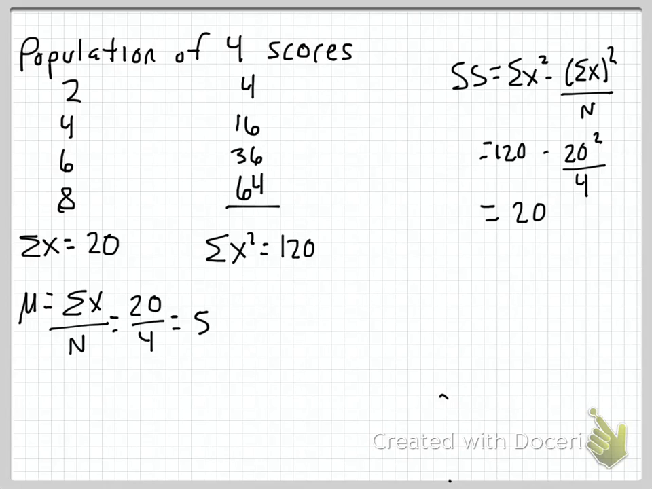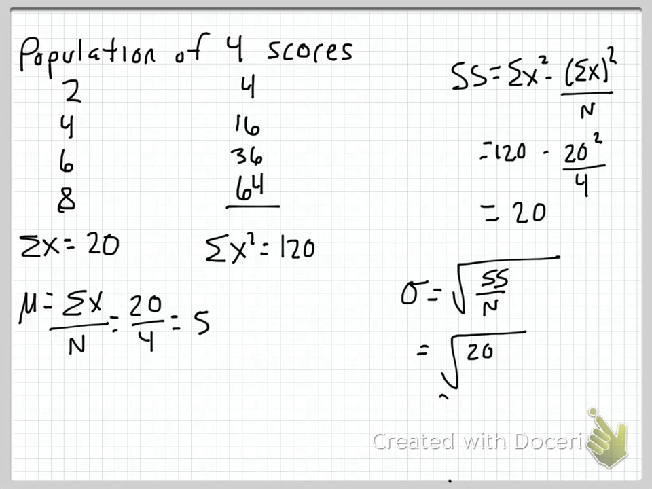To compute the standard deviation then, the standard deviation of the population is equal to the square root of the sum of squares over n. Okay. Our sum of squares is equal to 20, n is equal to 4, and so that gives you 2.24 as the standard deviation. So this is the typical distance that the scores are from that population mean of 5.